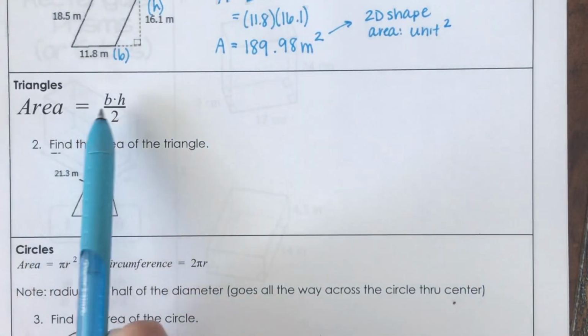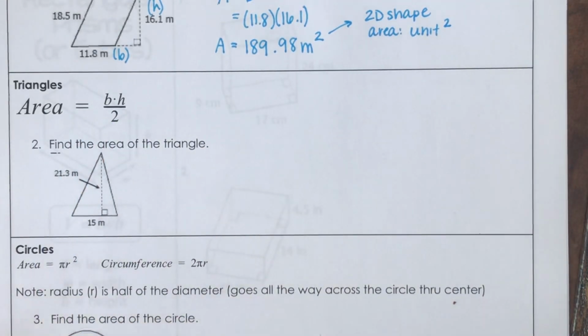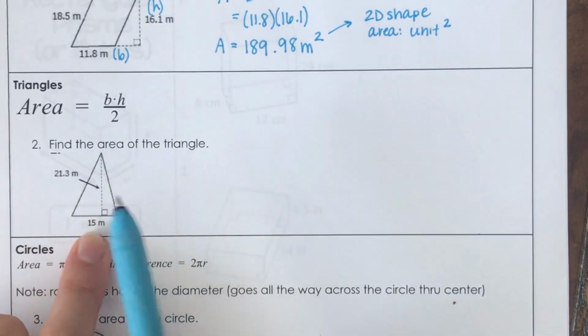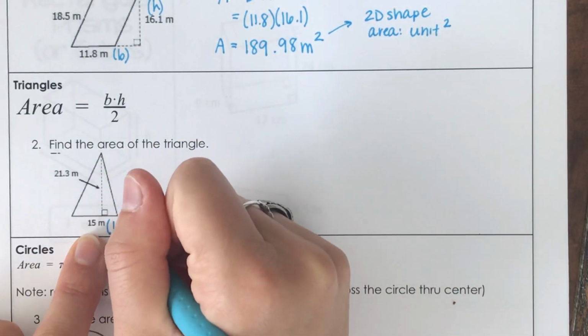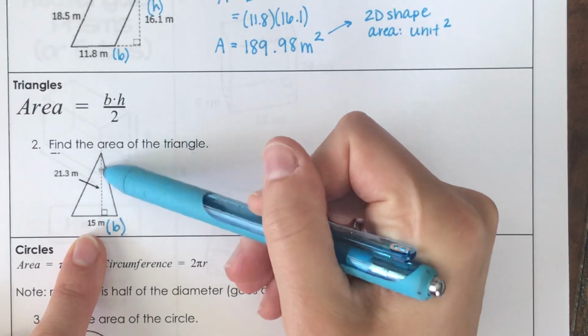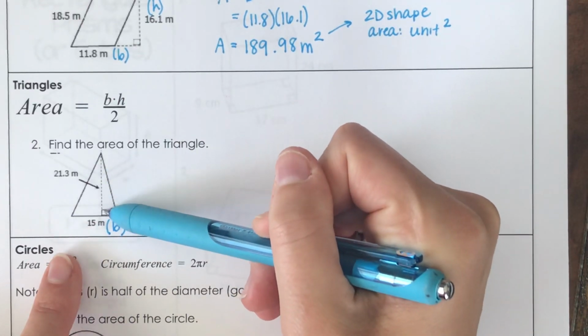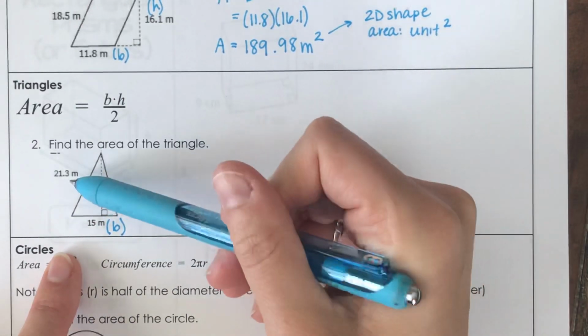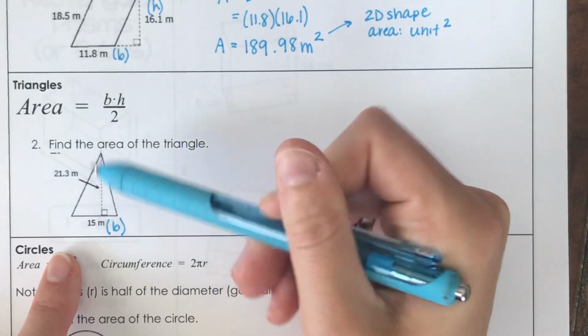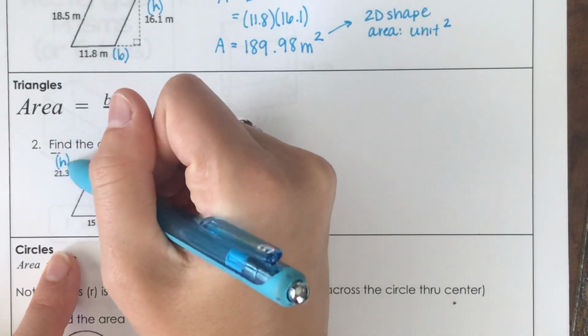So triangles are almost exactly the same as the parallelograms. You're still going to do base times height, but once you do that, you're just going to divide it by 2. Okay, so base is where it sits, so my base for this problem would be 15. Height, again, would be the vertical up and down, and you can always look for it because it's going to have the little 90 degrees right angle next to it. Okay, so because this has the 90 degrees, this line that goes along with it, the height is 21.3.